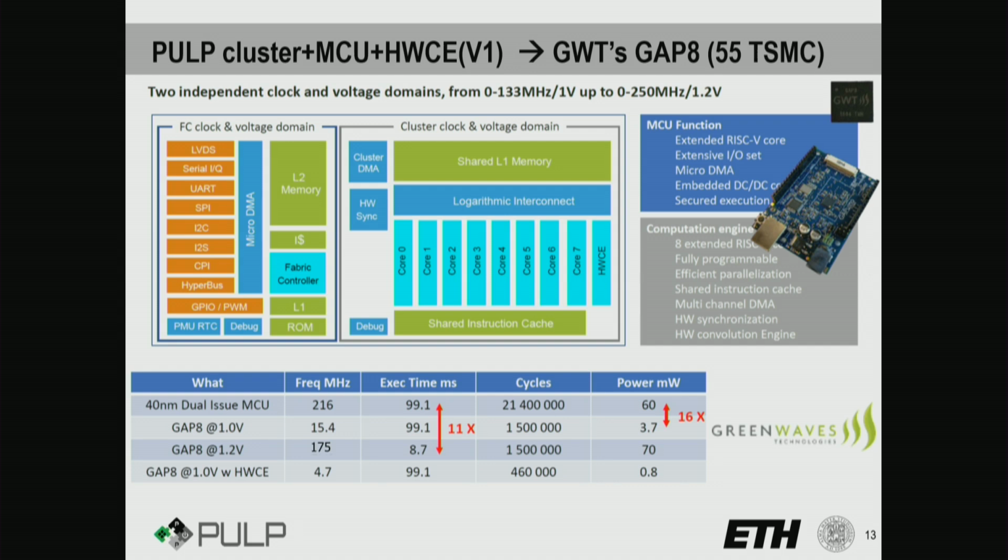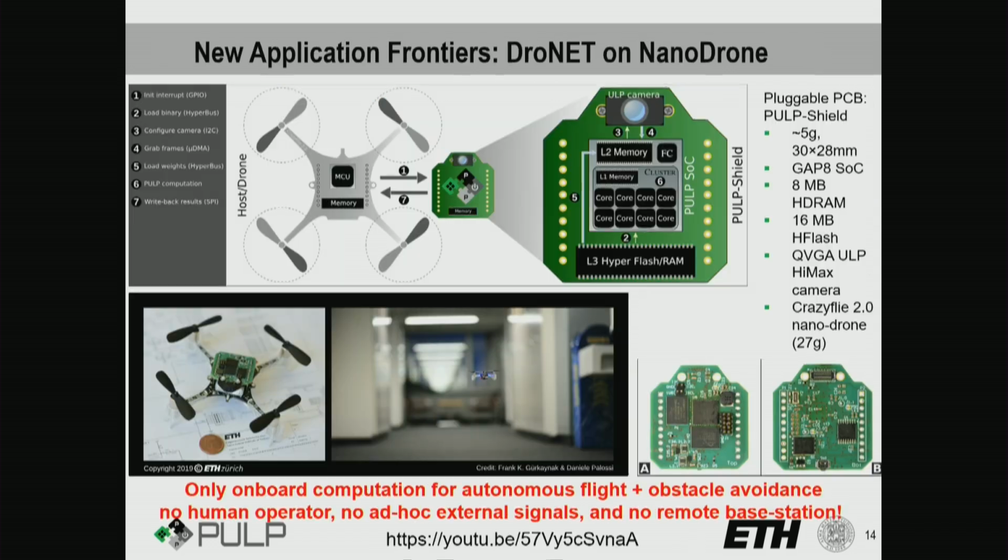So if you combine all of this into a big system, so you take a Pulp cluster, a microcontroller core, and a hardware convolution engine as a shared accelerator, what you get is a chip called GAP8, which is Greenwaves Technologies' commercial implementation of this Pulp system. And this gives you a significant edge over existing microcontroller-style processors, which you can use for your deep learning applications. And using this fixed function pipeline gives you a lot of additional energy efficiency gains on top.